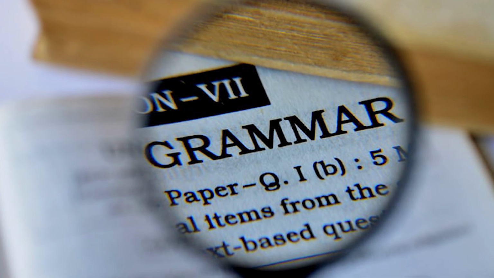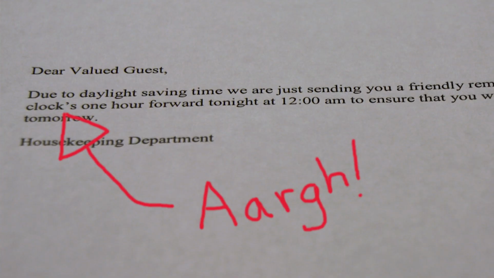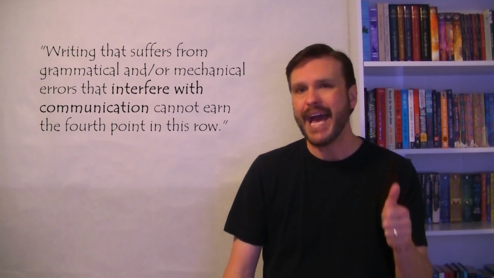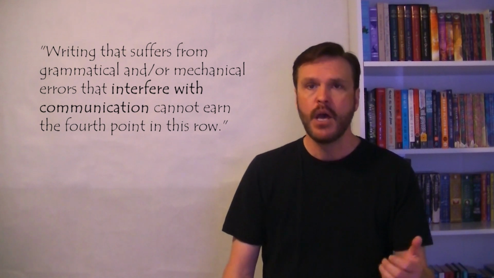So there's 4 points available for evidence and commentary. And before we get too far along with that specific category, I just want to talk about grammar and mechanics real quick, because I know a lot of students get stressed out about grammar and mechanics. And look, you definitely want to avoid serious grammar and mechanics errors, okay? The rubric specifically says that writing that suffers from grammatical and/or mechanical errors that interfere with communication will lose at least 1 point.